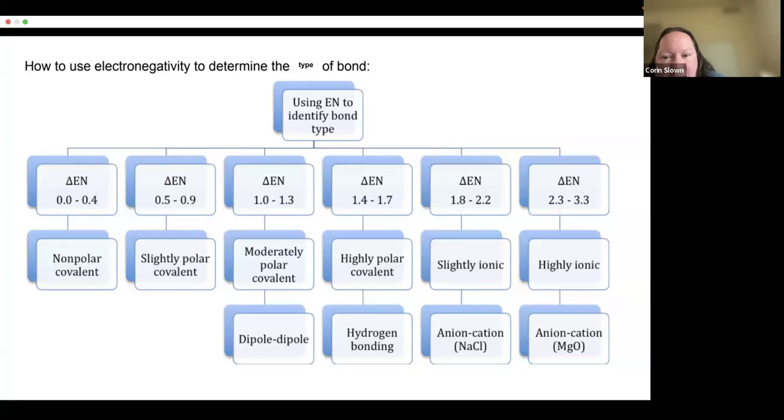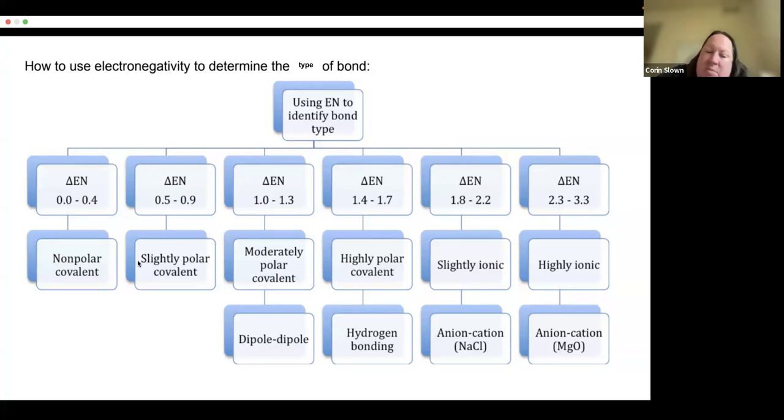So when we're thinking about the differences in electronegativity, it's really important that we hold that it's a range, and that the boundaries between, say, something that's nonpolar covalent and something that's slightly polar covalent are squishy. The difference between 0.4 and 0.5 is negligible. So you very well might have something that is nonpolar covalent on the upper end here that might behave more like something that's slightly polar covalent.